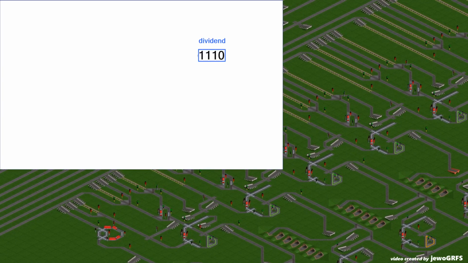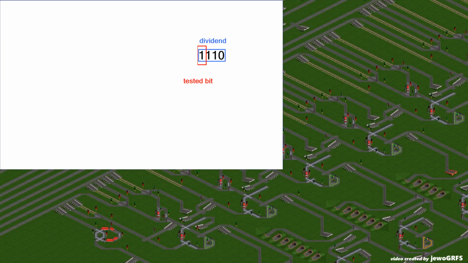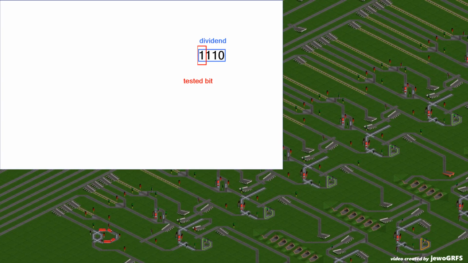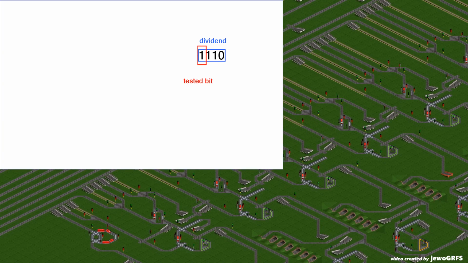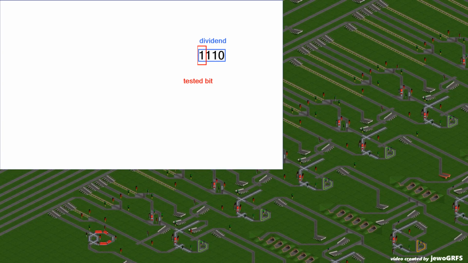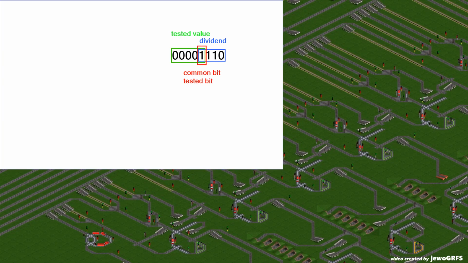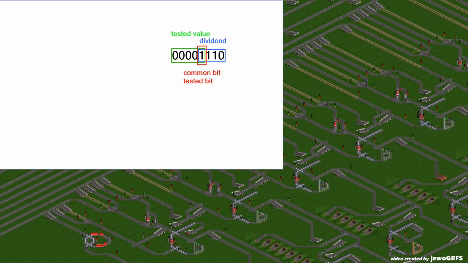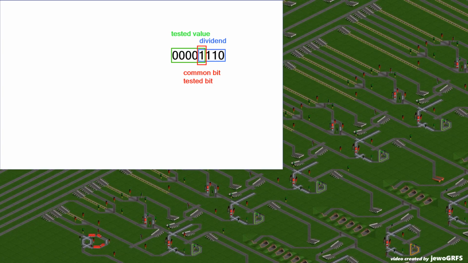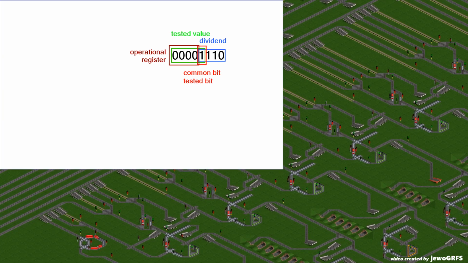So now we need our blue register for the dividend at the beginning. We're going to test the most significant bit, and when we do the next test, we will just shift that dividend 1 bit to the left. Now, as a human being, I don't need any leading zeros, but the computer needs those zeros. So we need to build an additional register. I call it the tested value. So right now we have a 1, and at the initial stage, those 4 bits in the brown rectangle will be set to 0.